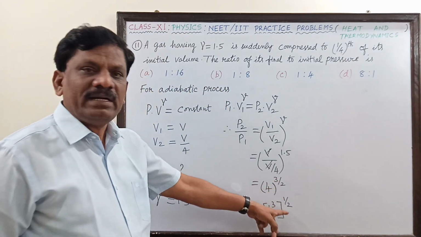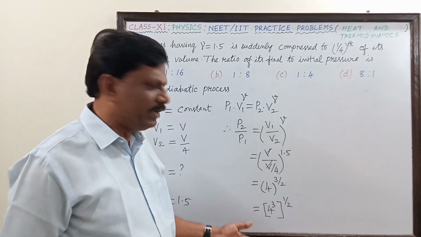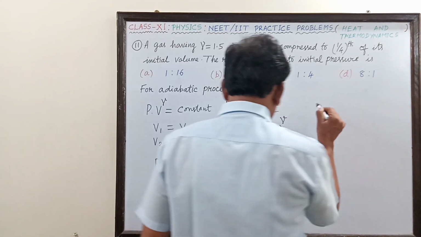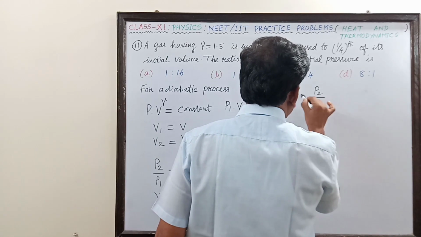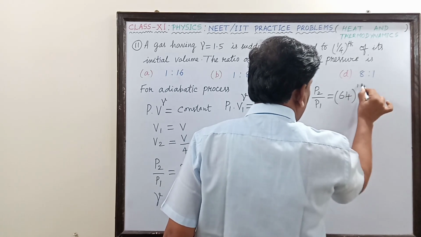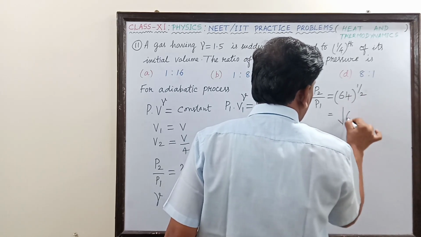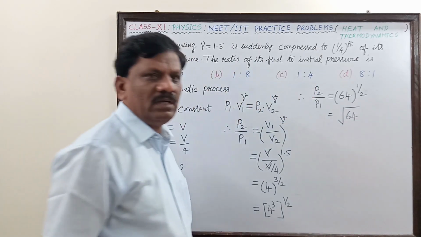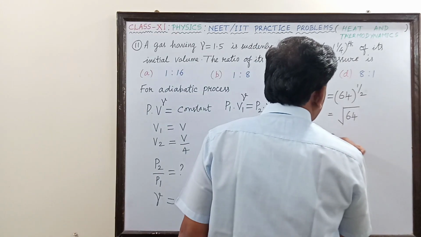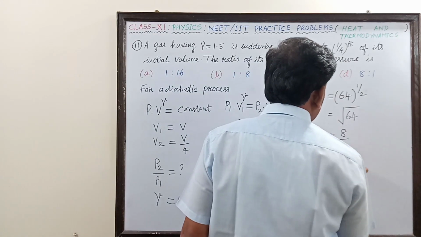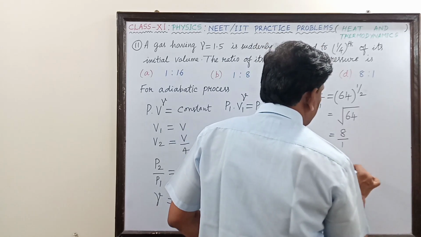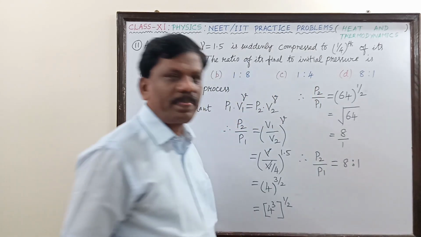4 power 3 by 2 can be written as 4 cube raised to the power 1 by 2. So 4 cube is 4 into 4 into 4, which is 64. Therefore P2 by P1 is equal to 64 whole power 1 by 2, which is the square root of 64. Okay, 8 square is 64, so this is 8 divided by 1. Therefore P2 by P1 must be equal to 8 is to 1.